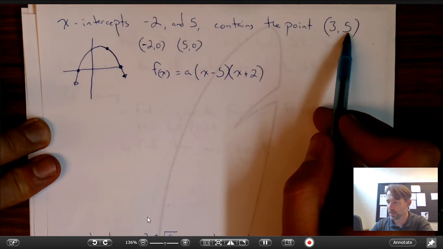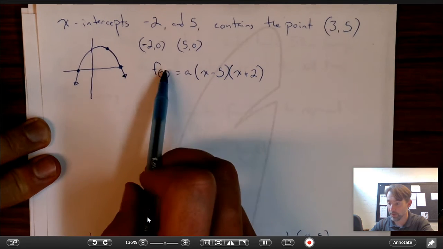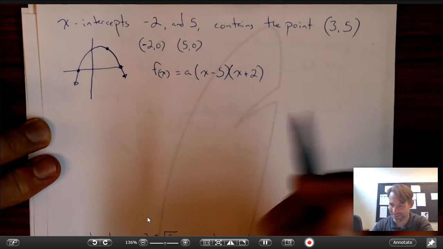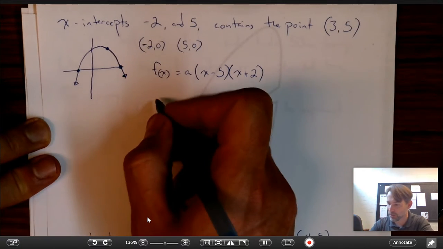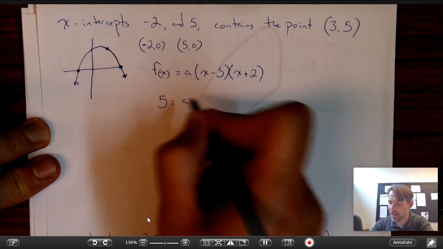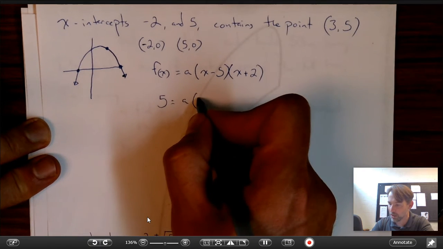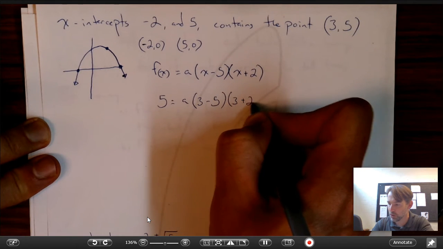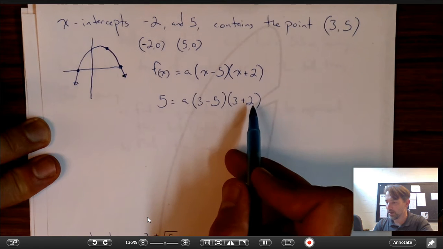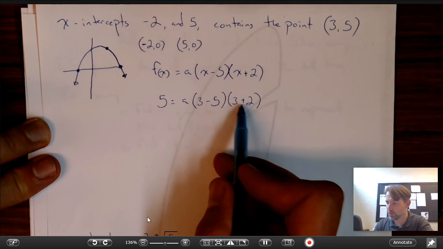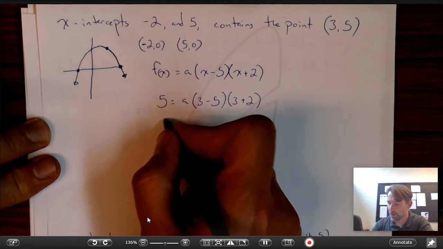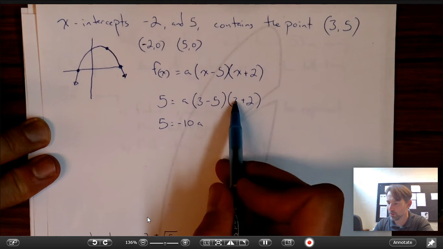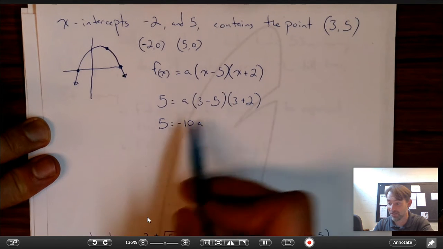Now, all I need to do is input this here and here to evaluate. This is an x value, that's a y value, the output, like the f of x axis or the y axis. So I'm going to put in that 5 for f of x. So 5 is equal to a multiplied by 3 minus 5 multiplied by 3 plus 2. Then this would be 5 is equal to -10 times a. I get that by evaluating -2 times +5, which is -10.